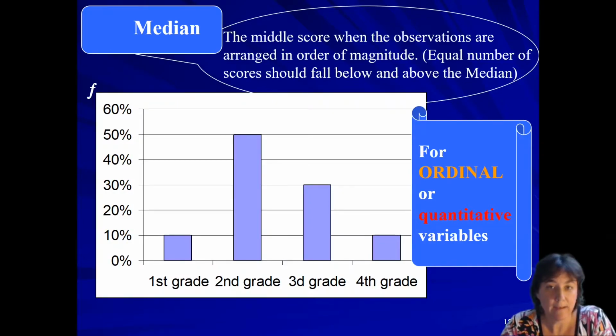Let's again see an example for the median, and it is grade 2. Why? Because you have 10% of the students in grade 1, the first grade, and already 50% are in grade 2, so the middle score will be grade 2.